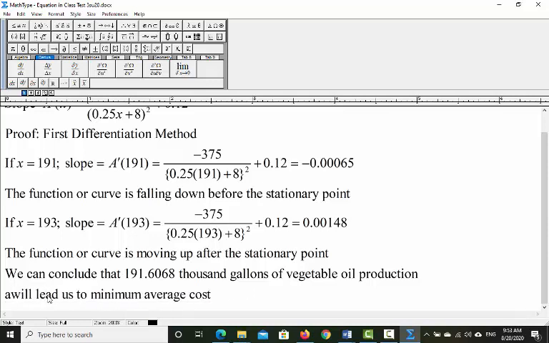Because this is a cost, you don't need to write sale here, because you don't want to find out the profit. It's a cost. So we can conclude that 191.6068 thousand gallons of vegetable oil production will lead us to minimum average cost. We have already proved it. You can prove it using the second differentiation method. I'm not showing you because you know how to do it. You do it on your own at home.